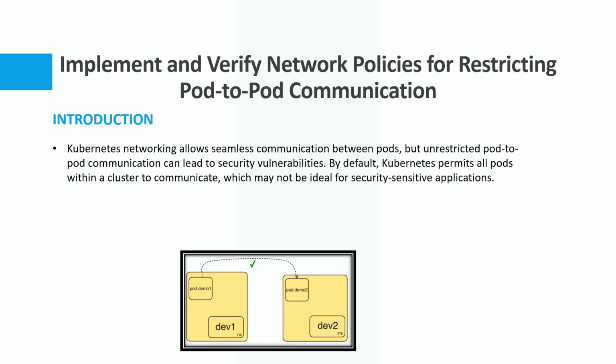So by default, one pod can communicate to another pod in a Kubernetes cluster. So this is the default behavior. So what are the disadvantages for that? So let me take an example.